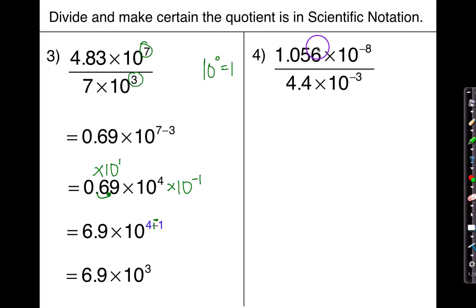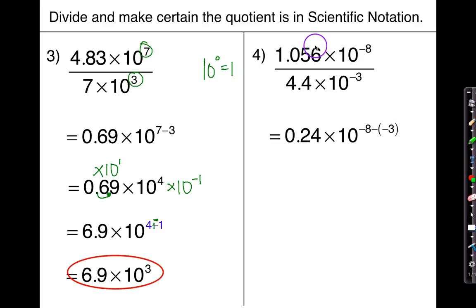We're going to go ahead and divide the coefficients, leaving me with 24 hundredths times 10 to the negative 8 minus negative 3. So it's very important you put that minus and that negative 3. Do not combine them together. So here, I'm just going to go ahead and add the opposite, which is going to leave me with 24 hundredths times 10 to the negative 5th.